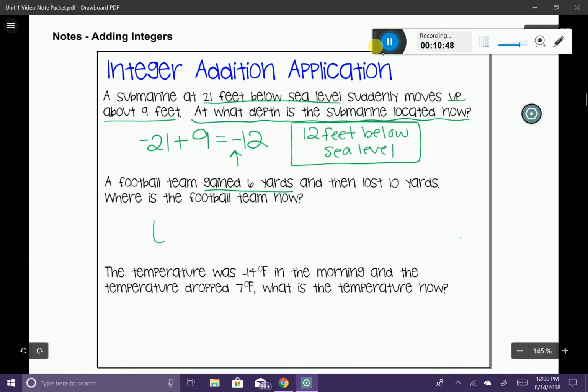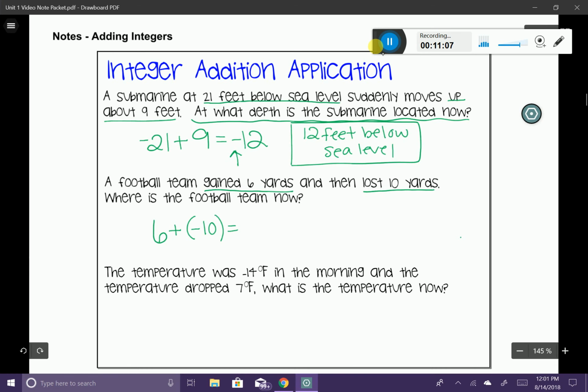Then they lost 10 yards. Losing means you're moving in the negative direction. So therefore, I'm going to be adding a negative 10 yards. There's my expression. Now I want to know, where is the football team now? Well, if I evaluate this expression, that's going to give me -4.